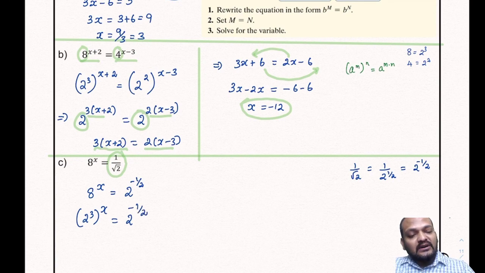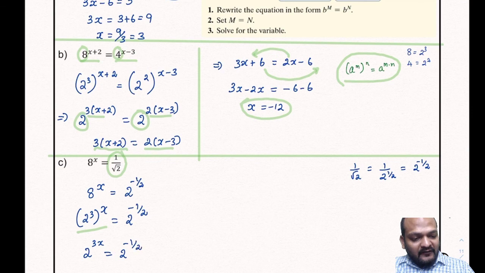As I showed you earlier, I'm going to use the same thing. So therefore this would turn out to be 2 raised to the 3x equals 2 to the negative 1/2, since now I have the common base. I have a 2 here and I have a 2 there, so therefore the exponents must be equal to one another.